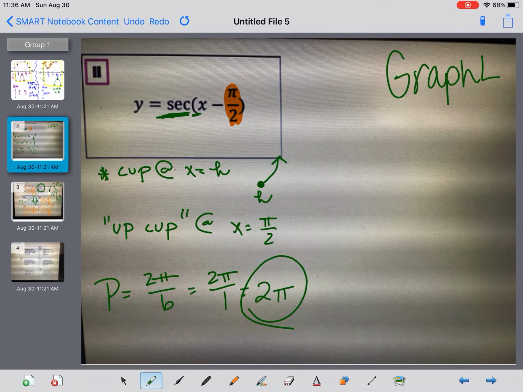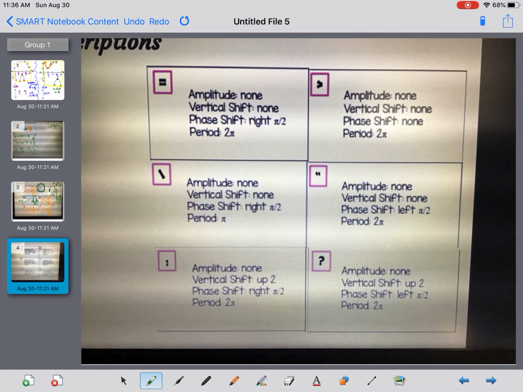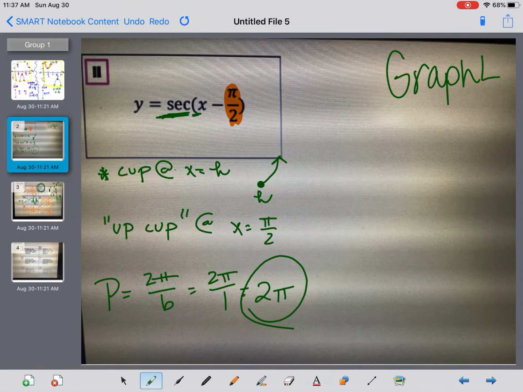Now, let's go to our descriptions and see if we can figure that out. First of all, we know that the amplitude is none, and all of these say the amplitude is none, so we can't eliminate anything. The next thing we need to look at is the vertical shift. Remember, the vertical shift comes from K. On our graph, there is no K. K equals 0, so there is no vertical shift.